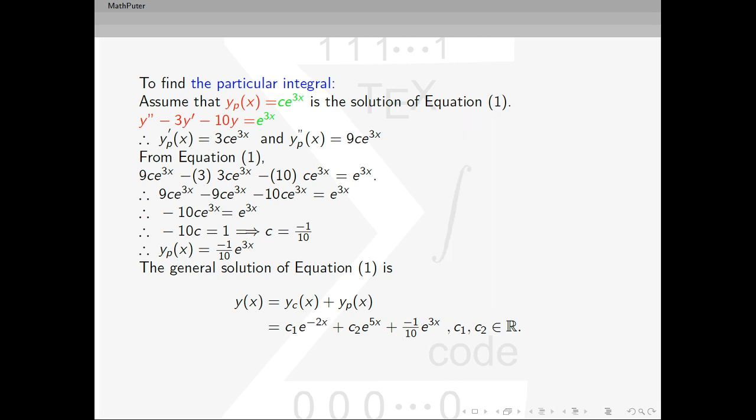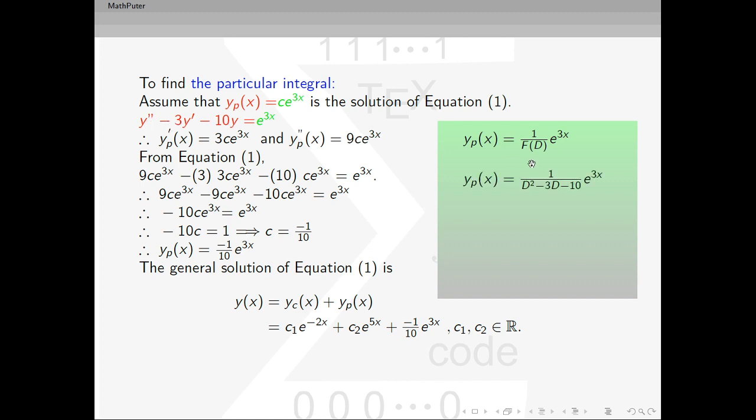Now look here, yp(x) is equal to minus 1 upon 10 e raised to 3x. We are going to find the same particular integral by another method. We represent the function yp is equal to 1 upon f of d into e raised to 3x. What is f of d? D square minus 3d minus 10, that you know. So this is 1 upon (d square minus 3d minus 10) e raised to 3x.